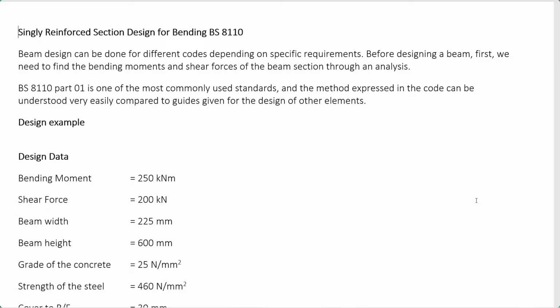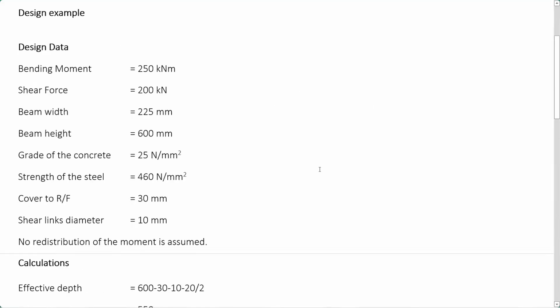So let's discuss the design of a singly reinforced section with an example. Then it will be very easy for you to understand. As you can see here, we have considered some data for this. Bending moment 250 kN m. We are going to do the design for bending only.